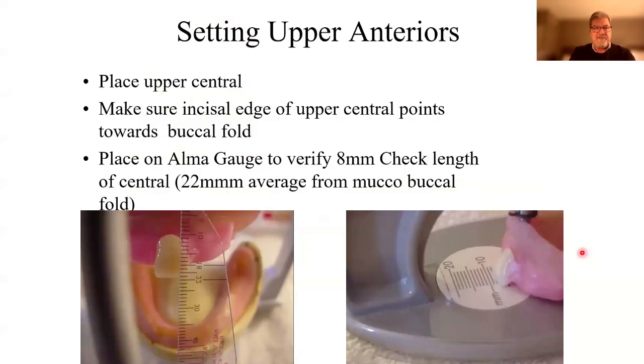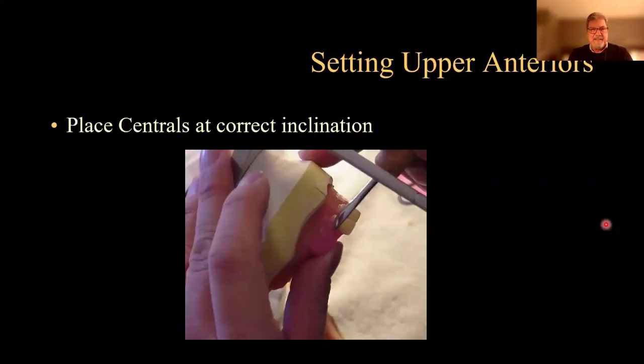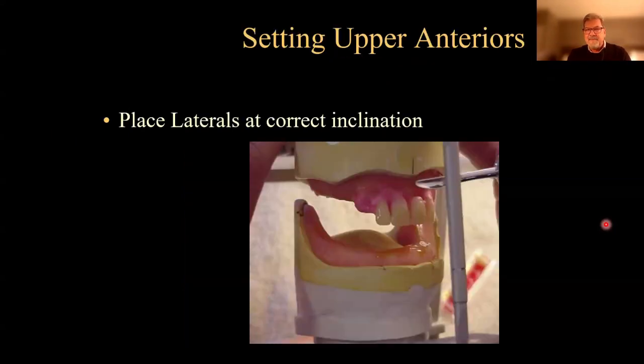So we're going to place our upper central on the base plate, 22 millimeters from the periphery. As you can see here, there's a ruler. Then I take my Alma gauge. I come out about 8 to 10 millimeters from the papilla, rather. So I have my first central in. I have an idea of how these teeth are going to be set. I place the centrals at the correct inclination. Then I place my laterals out.